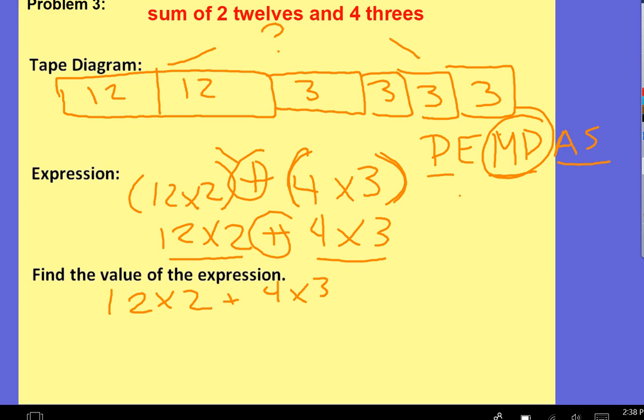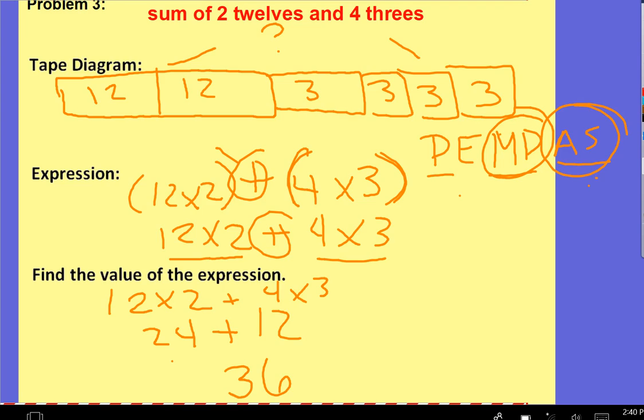So I start here. 12 times 2 is 24. Then I'm not adding anything because that comes next. 4 times 3. 4 times 3 is 12. So that goes here. Now I go back and reevaluate, and I'm at the adding and subtracting step. So I'm adding 24 plus 12. 24 plus 12 is 36. So the value of this expression is 36.